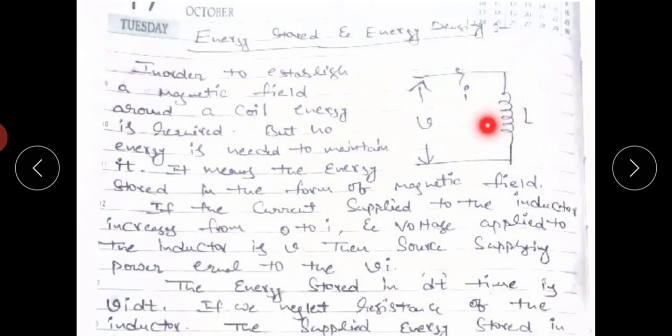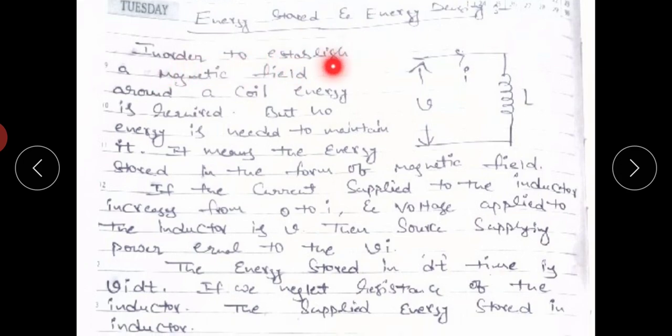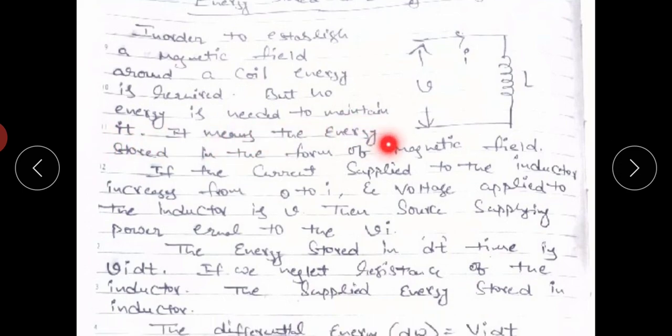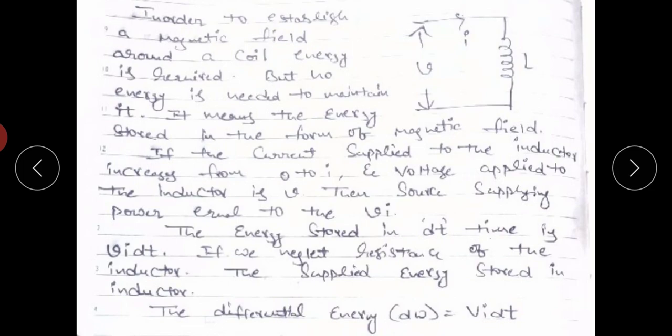Okay, this is an inductor. The voltage applied across the inductor equals V and the current flowing through the inductor equals I. Generally, in order to establish a magnetic field around a coil, energy is required. In an inductor, energy is required to establish a magnetic field, but no energy is needed to maintain it. It means the energy is stored in the form of a magnetic field. An inductor stores electrical energy in the form of a magnetic field.